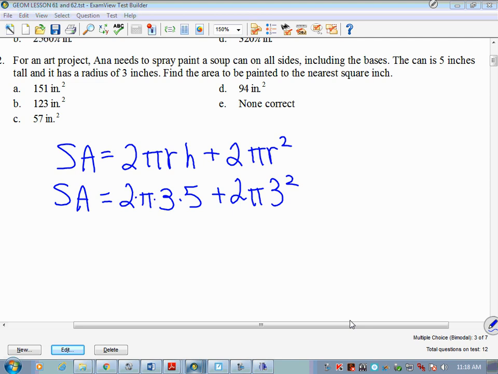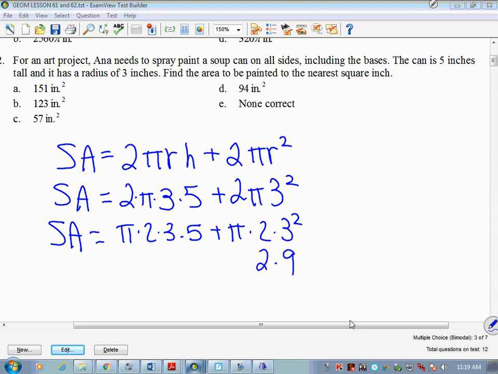So I have really 2 times pi times 3 times 5, but I could rearrange that so that it is pi times 2 times 3 times 5. That's not going to change anything. Plus pi times 2 times 3 squared. Technically speaking, order of operations would tell me to do the 3 squared first, right? Okay? So we know that this is 9 times 2 times pi plus pi times 2 times 3 times 5.